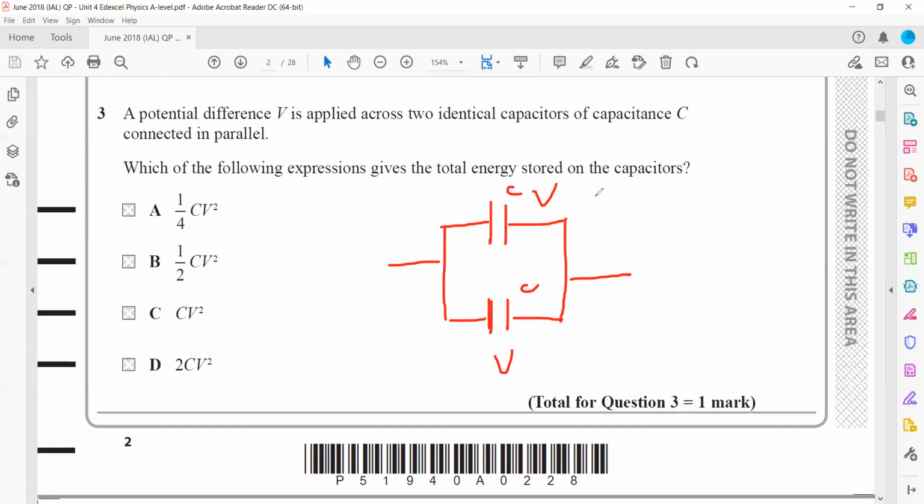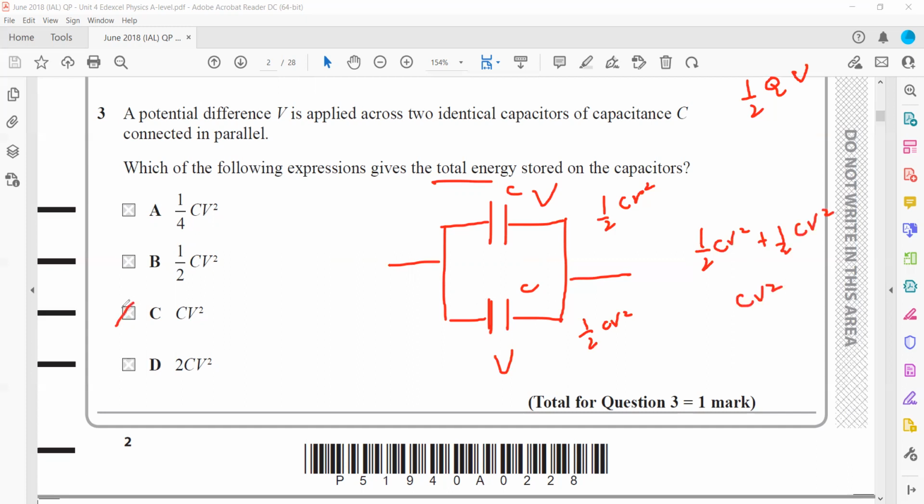So for energy stored, the main formula is Q into V, but if we don't know the charge, Q is equal to CV. So the energy stored here will be half CV squared and the energy stored here is half CV squared. But they are asking for the total, so the total will be a sum. So half CV squared plus half CV squared. When I simplify, it will become CV squared. So C will be the right answer.